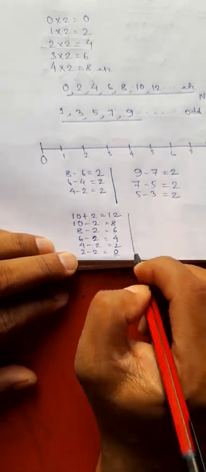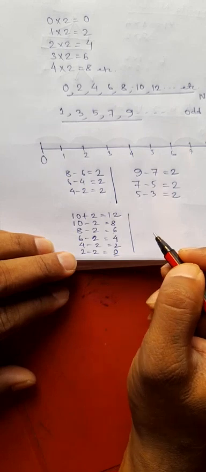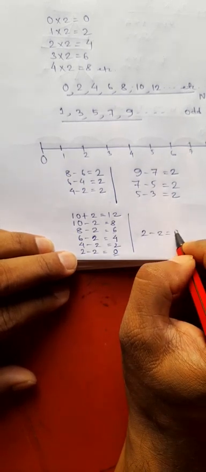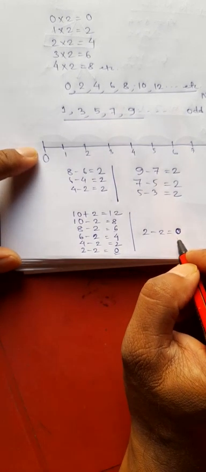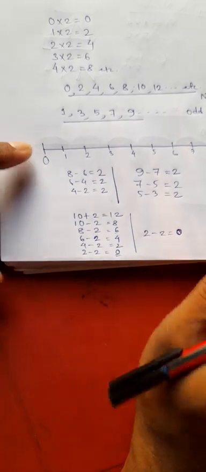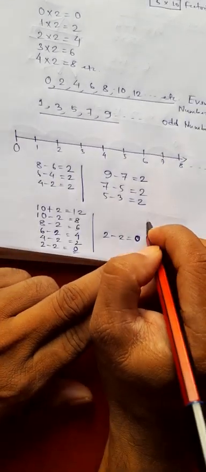The predecessor of 2 which is even, how will you find it? 2 minus 2 equal to 0. 0 is a whole number. Whole numbers start with 0. So 0 is an even number. Now 0 is not an odd number.